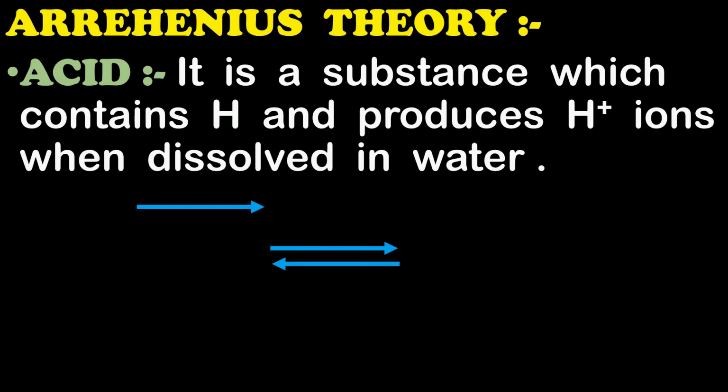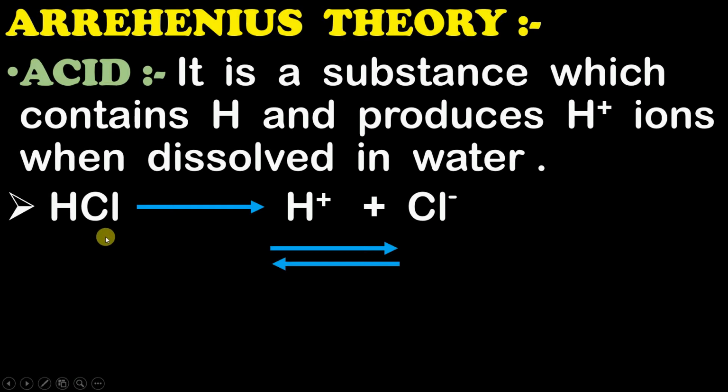For example, HCl, your hydrochloric acid. If you dissolve hydrochloric acid in water, it is going to give you H plus ions plus Cl minus ions. The main requirement for an acid is that after dissolving in water, it must give us H plus ions. So since HCl is giving us H plus ions when dissolved in water, therefore HCl becomes your acid.